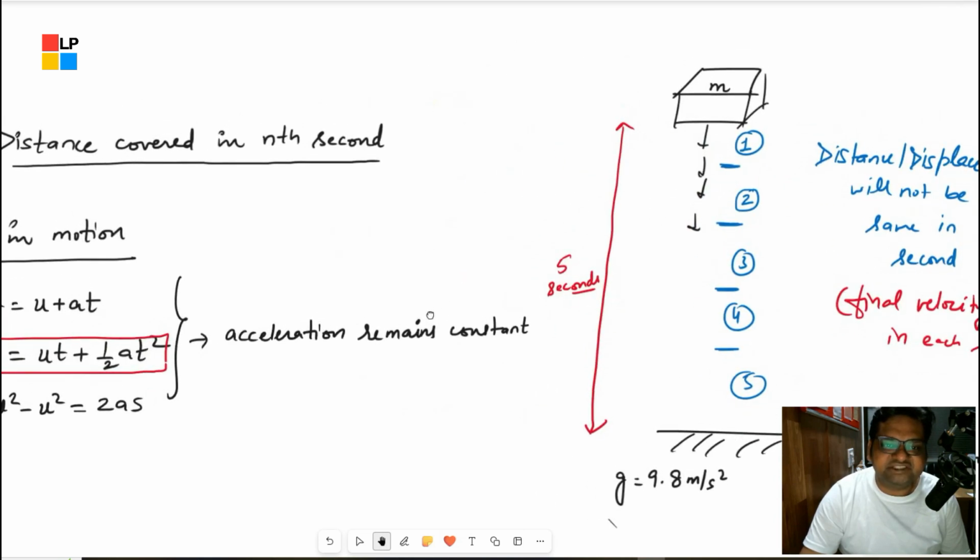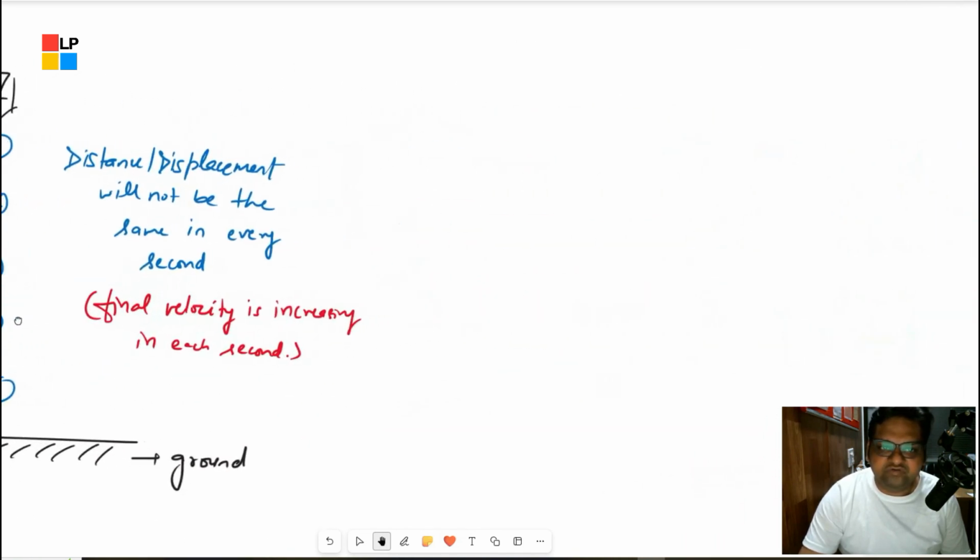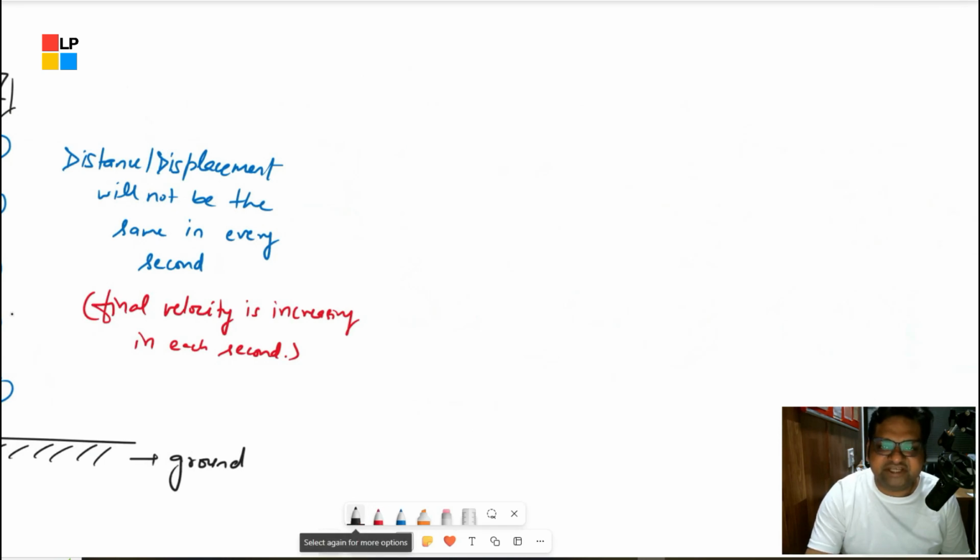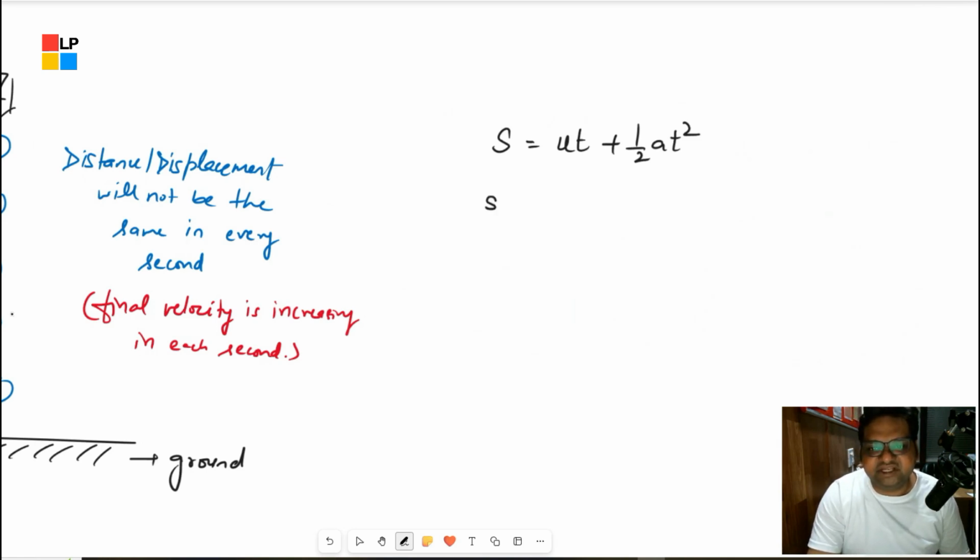The question was the distance covered in the nth second. We know the second equation of motion, that is S equal to ut plus half at square. Let us assume that this distance is covered in n seconds, like in 5 seconds. So n stands for time, and that will be un plus half a n square. Remember, this is not the nth second, this is the distance covered in n seconds, like 5 seconds.